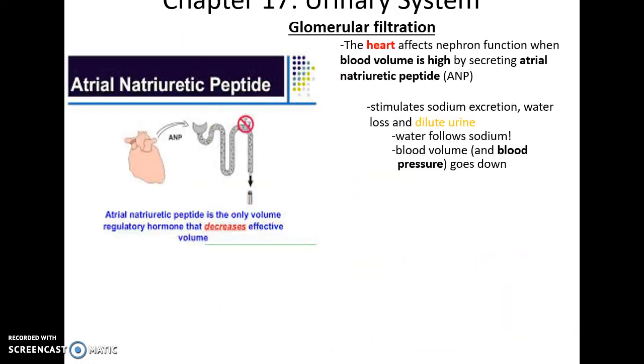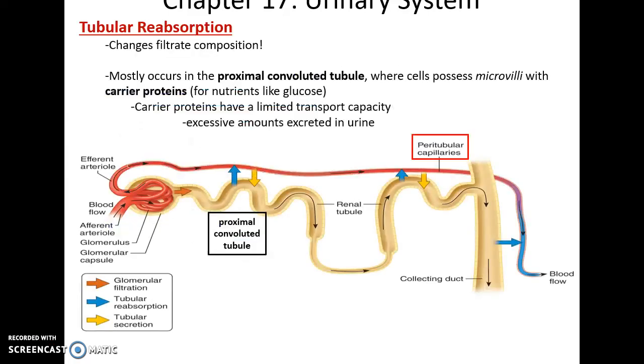Glomerular filtration can also be affected by atrial natriuretic peptide. This is a hormone produced by the heart when blood volume is high, meaning blood pressure is high. When this hormone is released by the heart, it will stimulate more dilute urine being produced. So sodium will be excreted, will be returned to the renal tubules from the bloodstream, and where sodium goes, water follows, and this will cause an overall drop in blood pressure and blood volume.